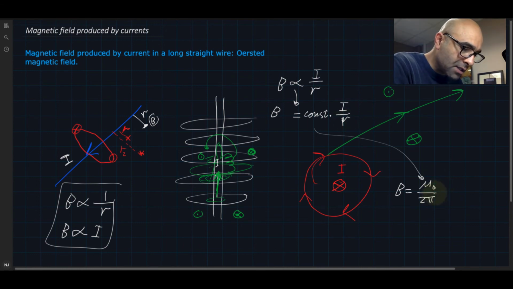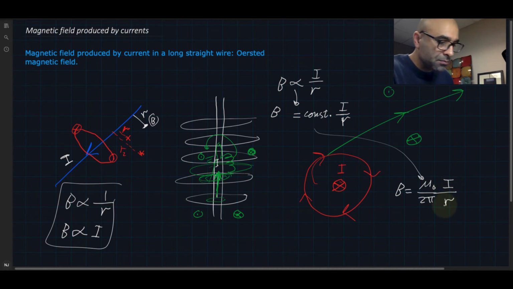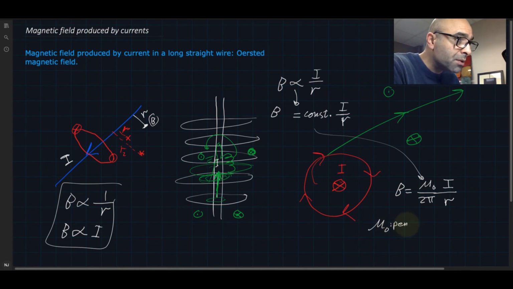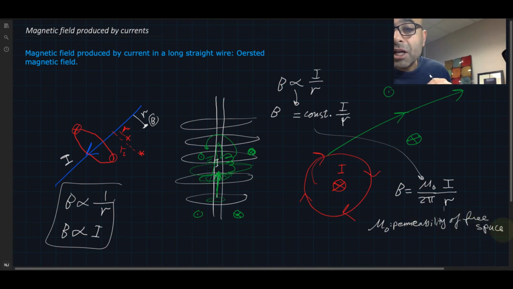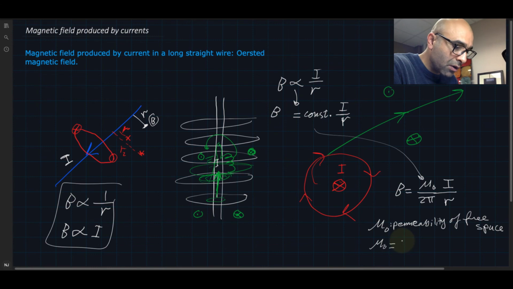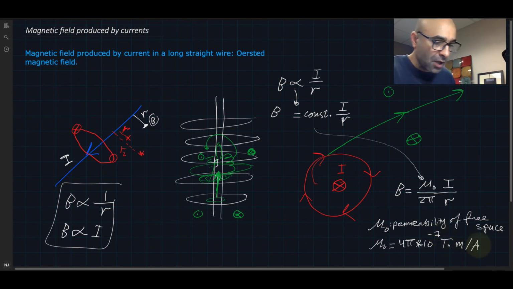Now I R comes as it is, so I'm going to multiply it by I divided by R. Now this mu naught is called the permeability of free space. So I'm going to write it down: permeability of free space. And mu 0 as a value is equal to 4 pi times 10 to the minus 7 Tesla meter per amp. You don't have to memorize this number, it will be given to you.